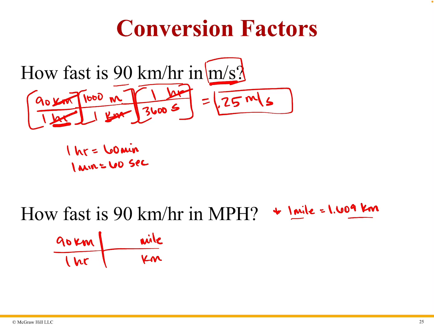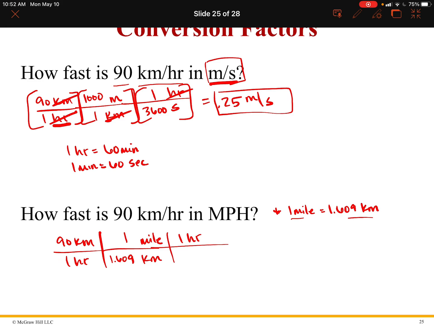If it wouldn't have been straight to miles, then we would have been maybe having to do like another conversion, but we don't have that in this case. So for every 1 mile, there's 1.609 kilometers. For every 1 hour, oh, we're already in hours, so we don't need to do that. All right, so we have 90 divided by 1 times 1 divided by 1.609.